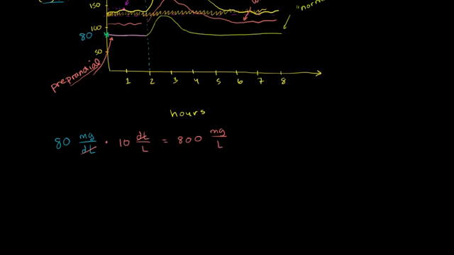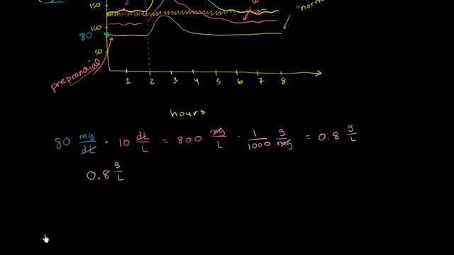Now, if we want that in terms of grams, we can just multiply. We want to get rid of this milligram, so we want that in the denominator. We want grams per milligram. 1 gram is 1,000 milligrams. So once again, milligrams cancel out, and then you have 800 divided by 1,000. So 800 over 1,000 is 0.8 grams per liter. Grams per liter. So we have 0.8 grams per liter.